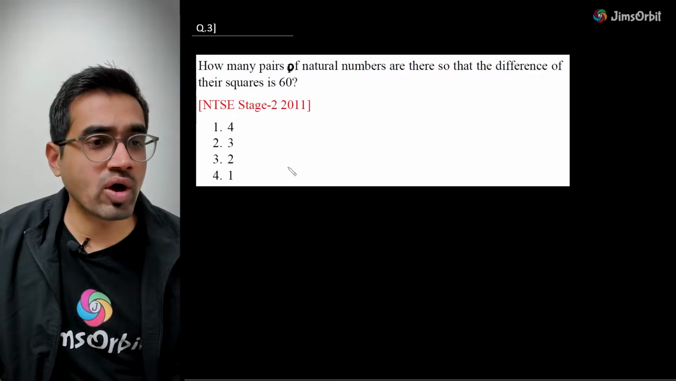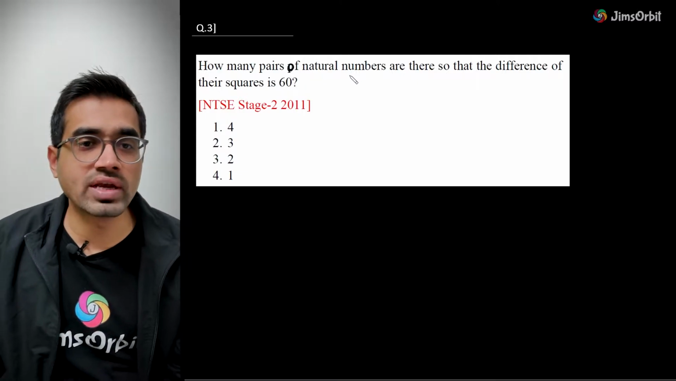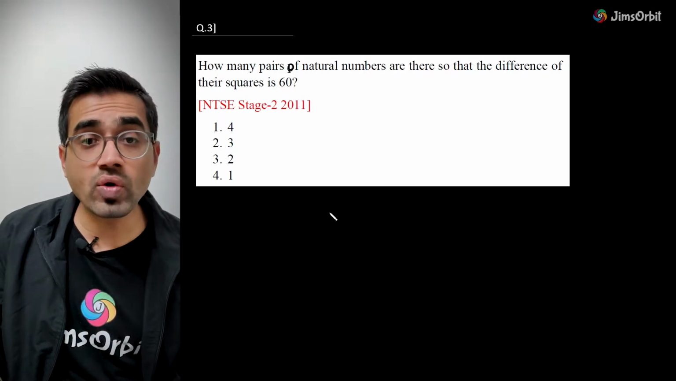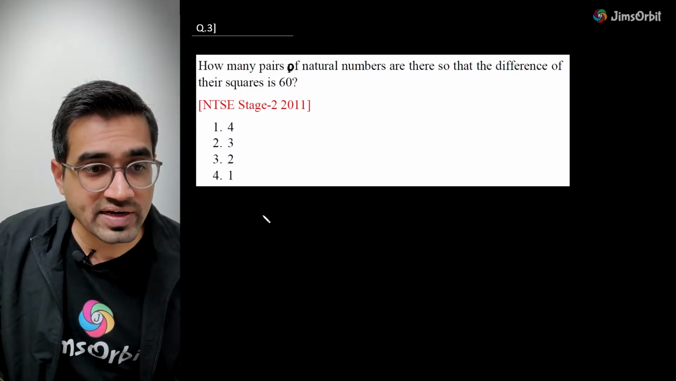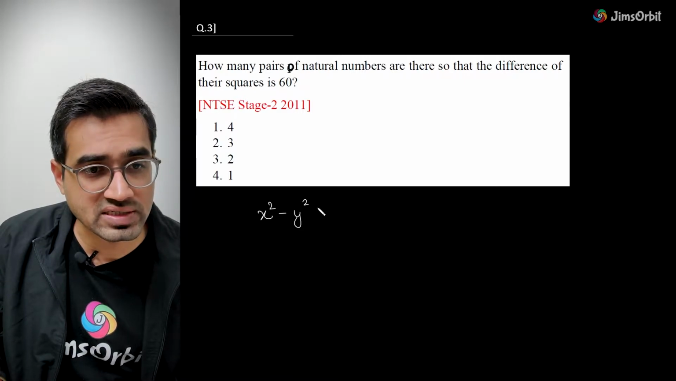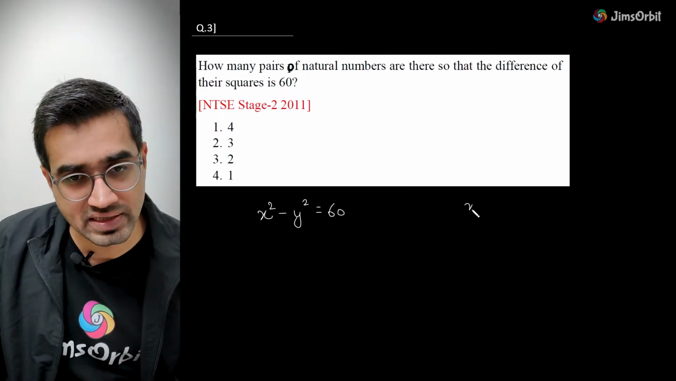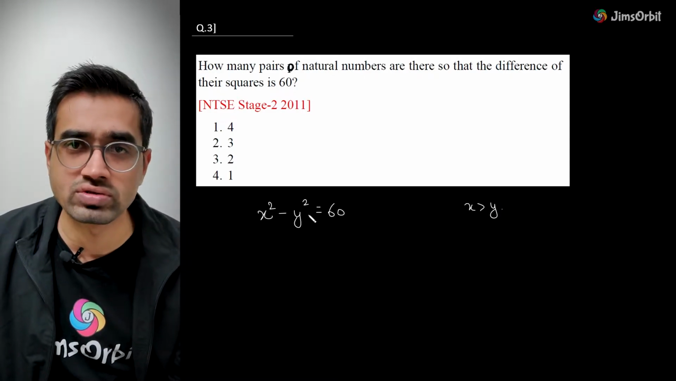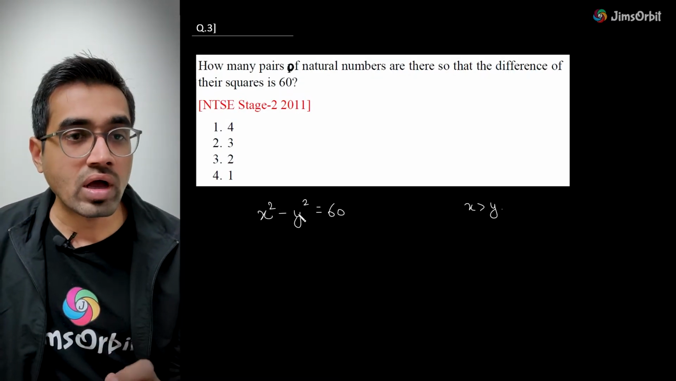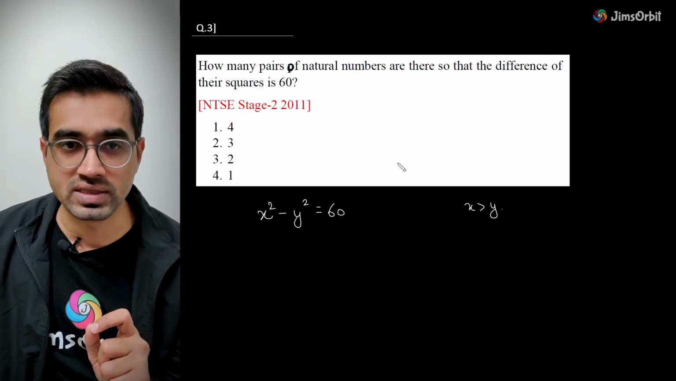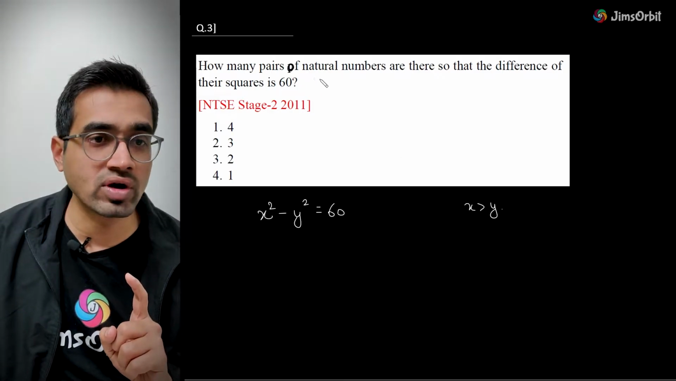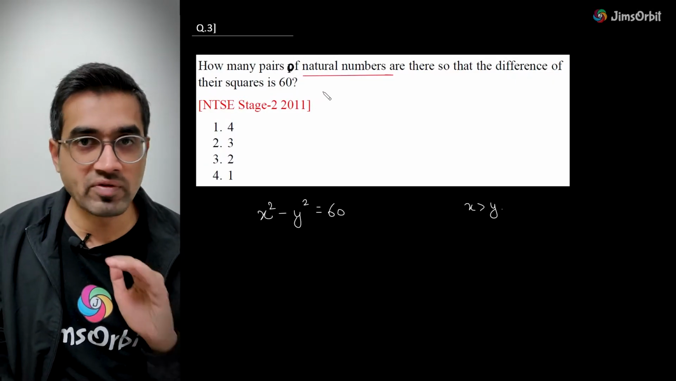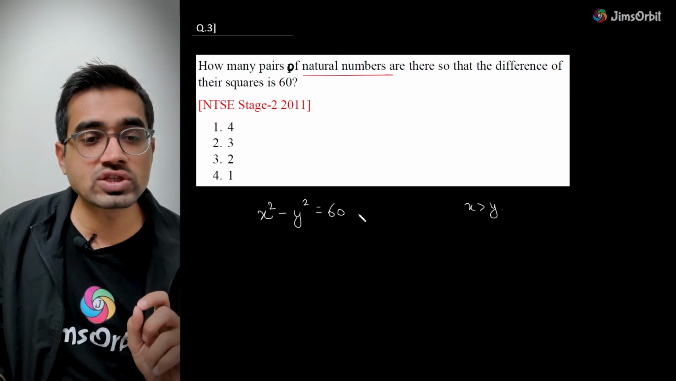In this problem, it's given: how many pairs of natural numbers are there so that the difference of their squares is 60? The question is telling me that the difference of the squares of two numbers is 60. I'm considering that x is greater than y, therefore the square of x is more than the square of y. Now, how many pairs of natural numbers are there? Natural number is a very important point to note, otherwise there would be infinitely many. So there will be finitely many natural numbers whose squares differ by 60.